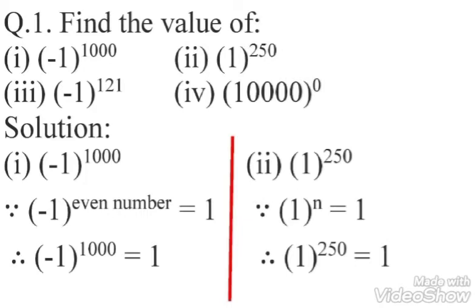In part 2, 1 raised to the power 250. As we know, 1 raised to the power n is equals to 1. Here n is a natural number. Therefore, 1 raised to the power 250 is equals to 1.